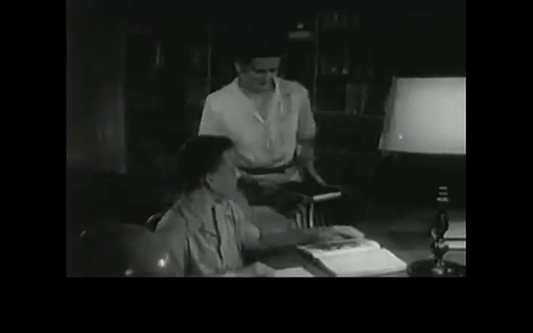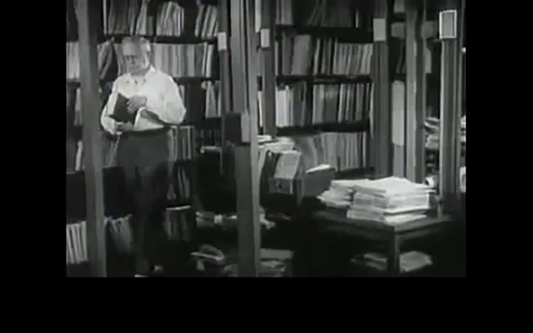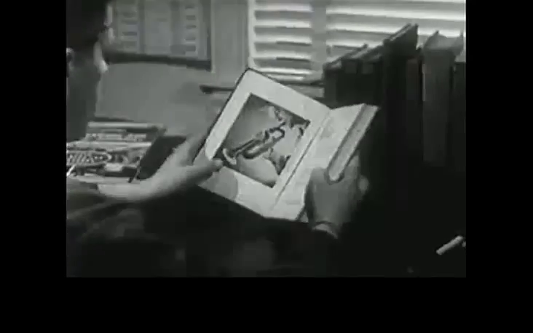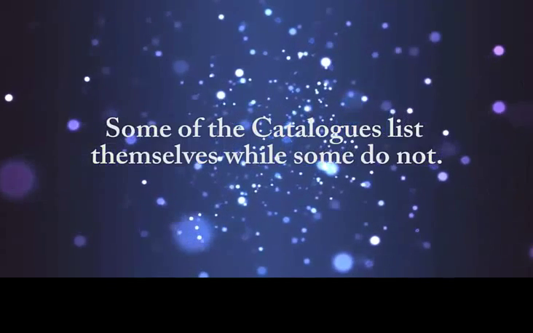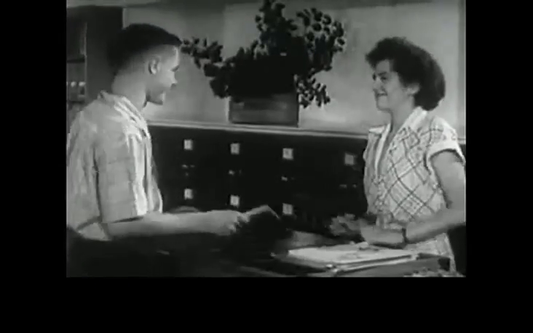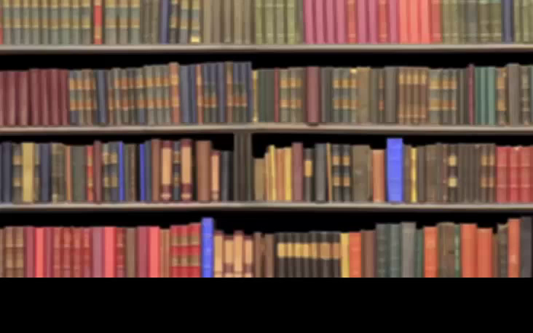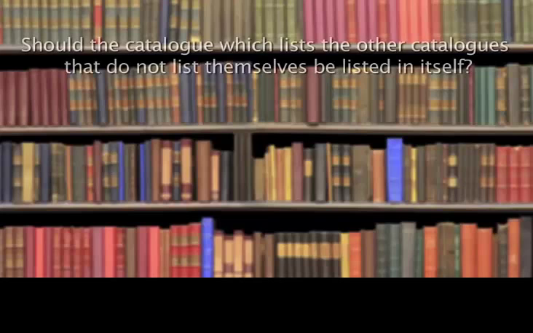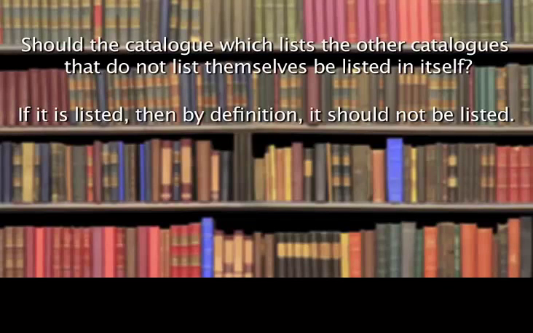A form of Russell's paradox is given in the story of a librarian who discovers a problem. The librarian has a set of catalogs of various books in the library. Some of the catalogs list themselves in the book, and some of them do not. In order to simplify this problem, the librarian makes 2 more catalogs, those that list themselves and those that do not. The question the librarian must resolve is this: should the catalog which lists the other catalogs that do not list themselves be listed in itself?